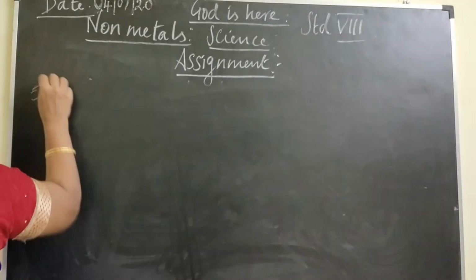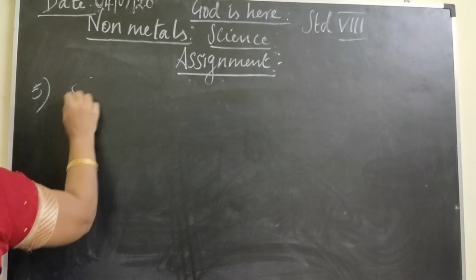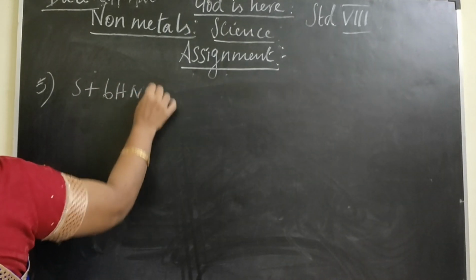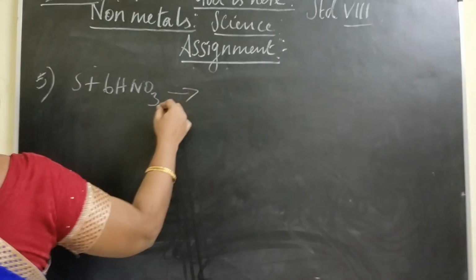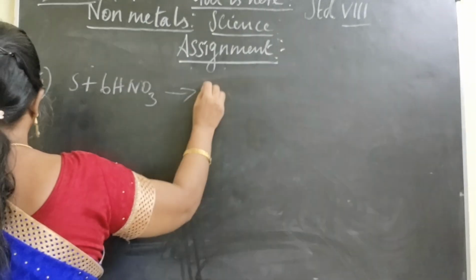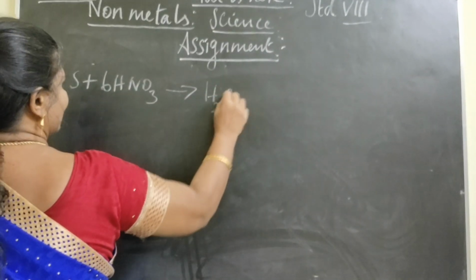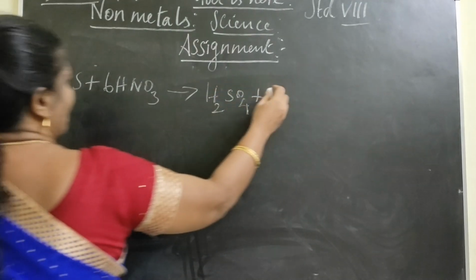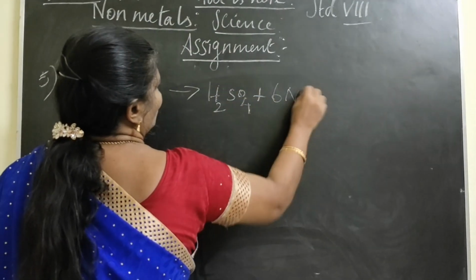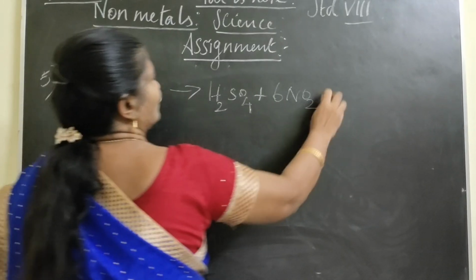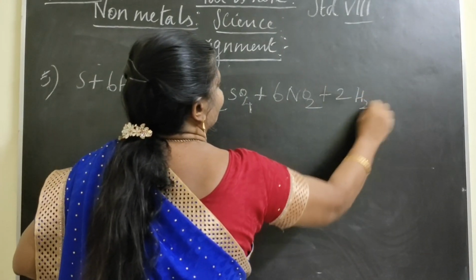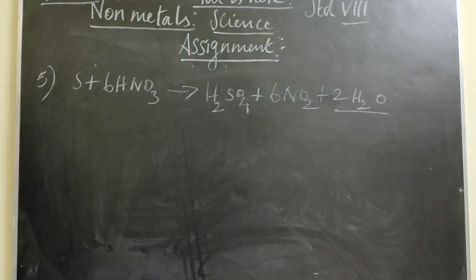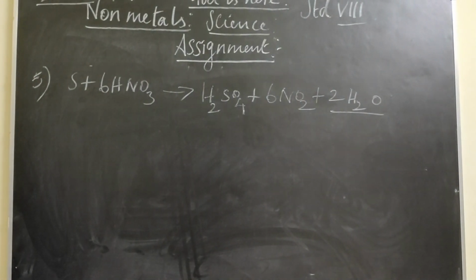Yes, fifth fill up. Sulfur reacts with 6HNO3 nitric acid to form sulfuric acid H2SO4 plus 6NO2 plus water. Then second Roman letter. Take your second Roman letter.